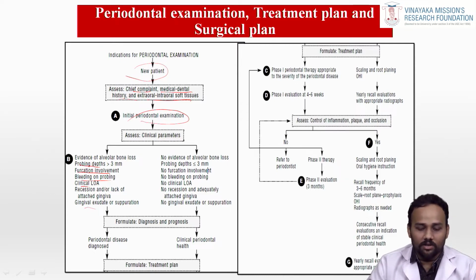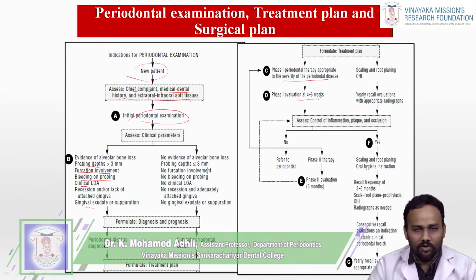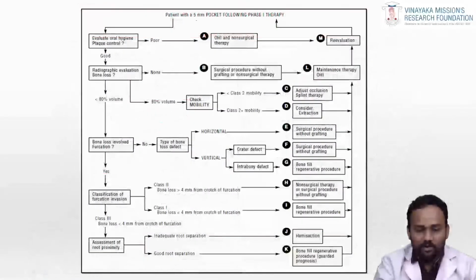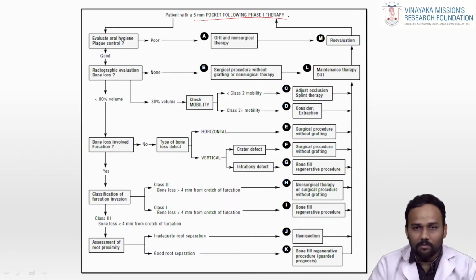Then we need to formulate a diagnosis and prognosis of the patient, and then formulate a treatment plan. In the treatment plan, we start with non-surgical periodontal therapy, depending upon the severity of the periodontal disease, and re-evaluate after 4 to 6 weeks. After re-evaluating at 4 to 6 weeks, we need to assess the control of inflammation, plaque, and any occlusal abnormalities. If there are occlusal abnormalities, inflammation and a large amount of plaque, then we need to move to surgical, that is phase 2 surgical therapy. When a patient has a 5 mm pocket depth following phase 1 therapy, then we need to evaluate overloading and plaque control.